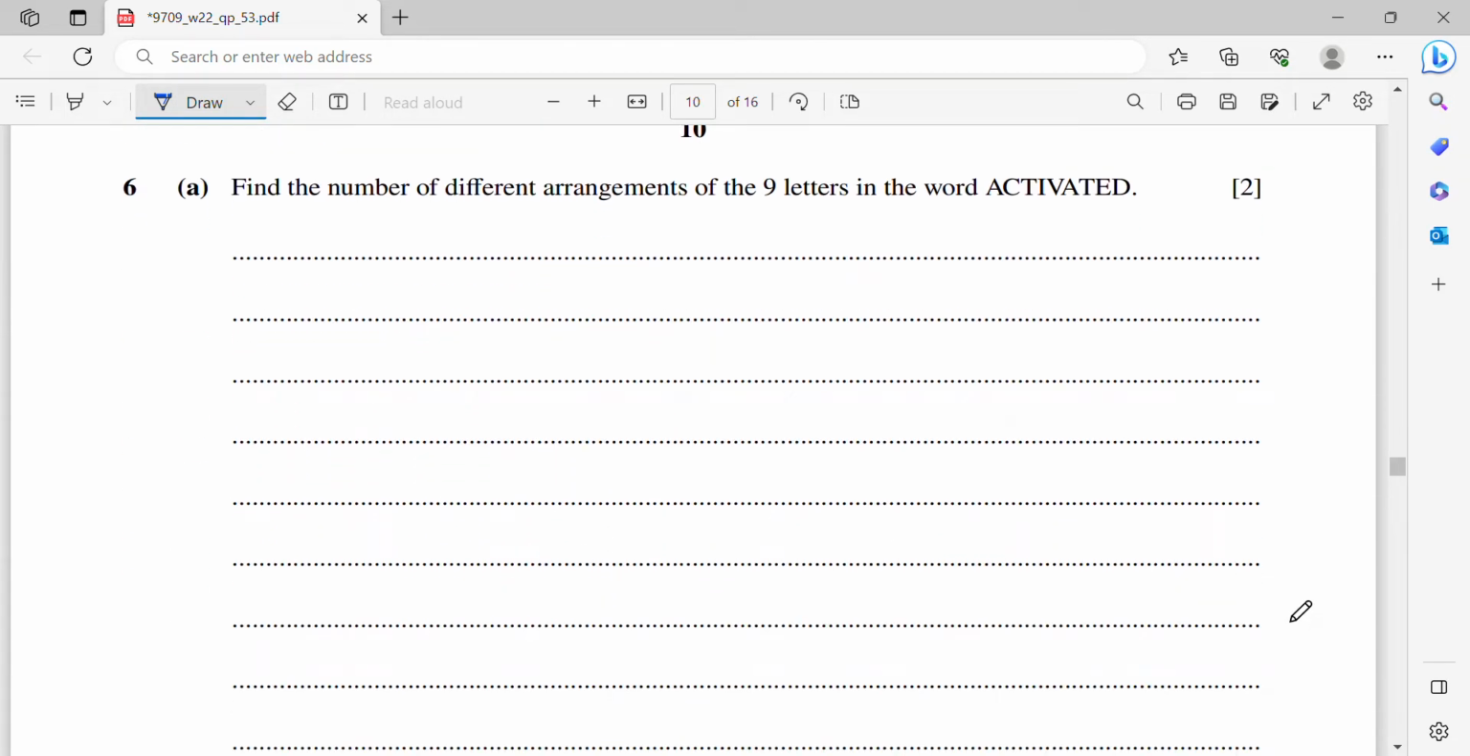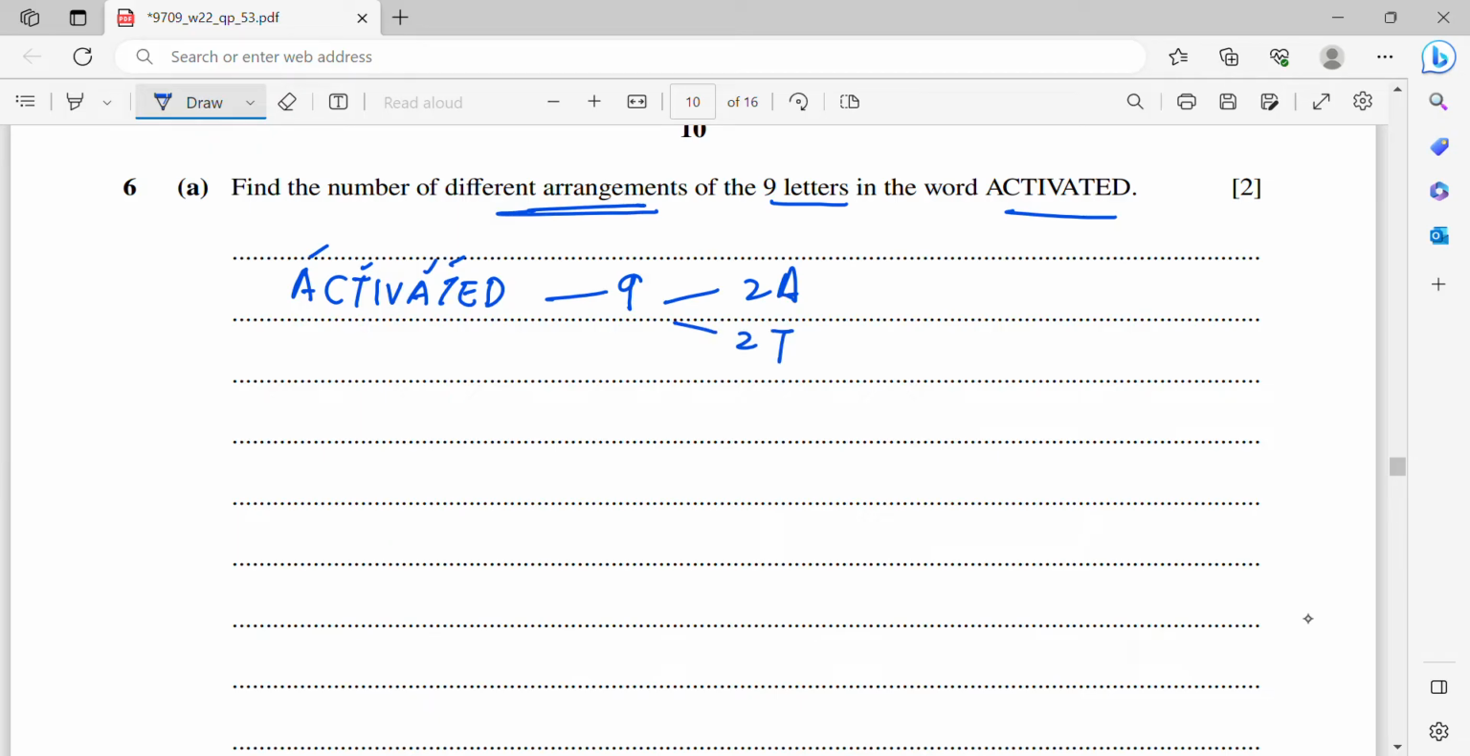Okay, now question 6. Find the number of different arrangements of the 9 letters in the word activated. So activated, there are 9 letters. Out of these 9 letters, I have 2 A's and then I have 2 T's. The rest, I have C, I, V, E, D. All these are not repeated.